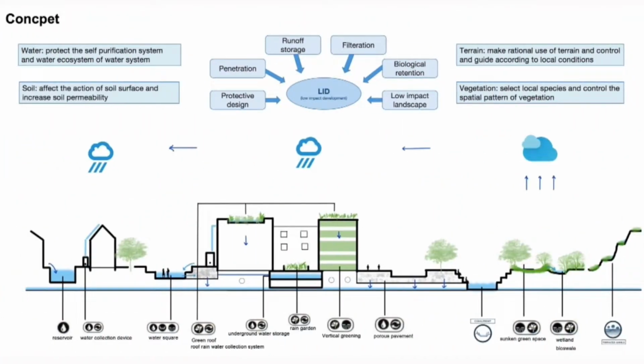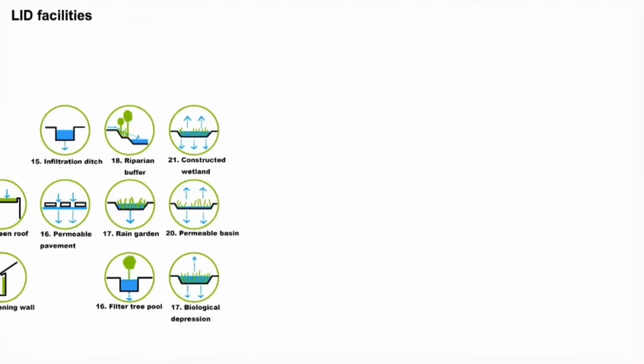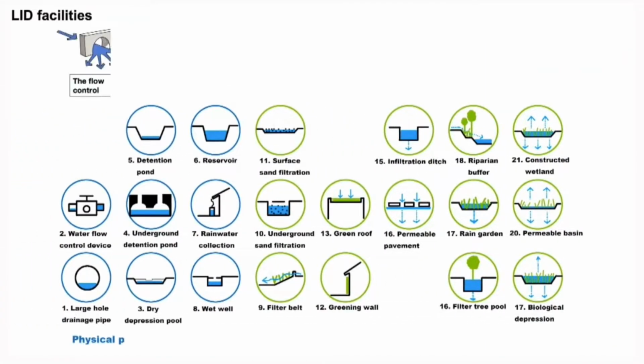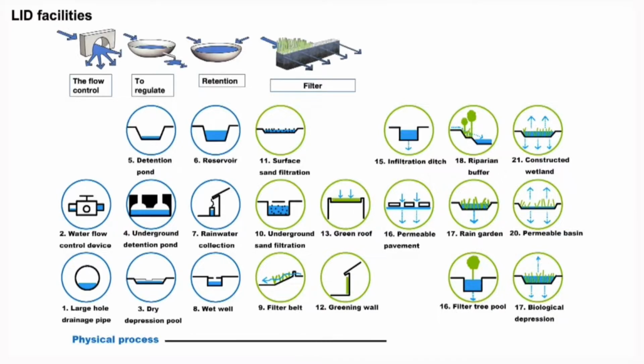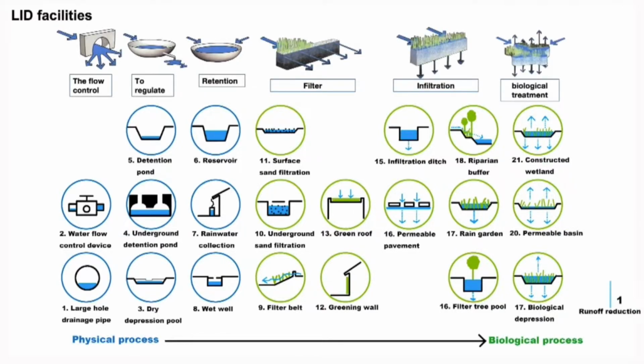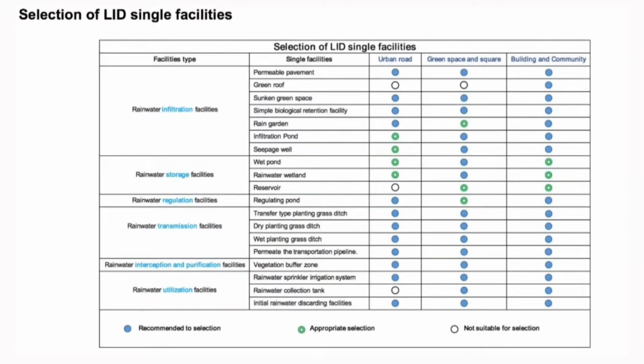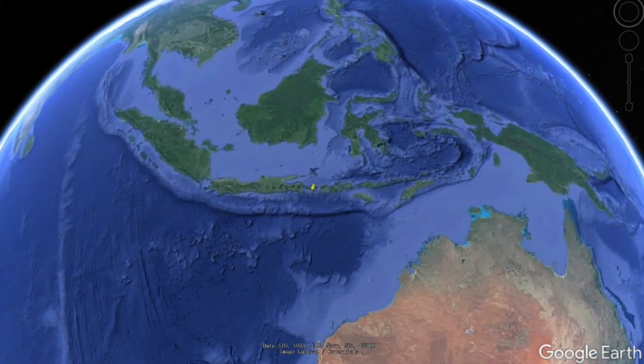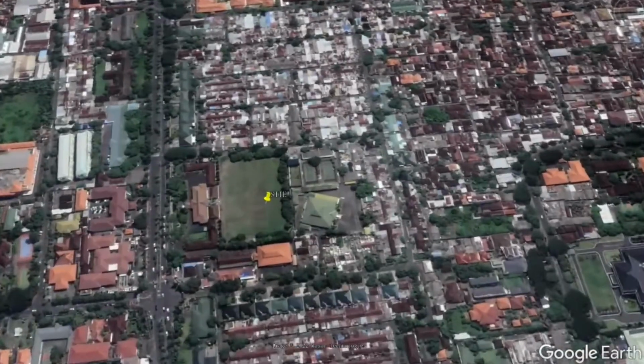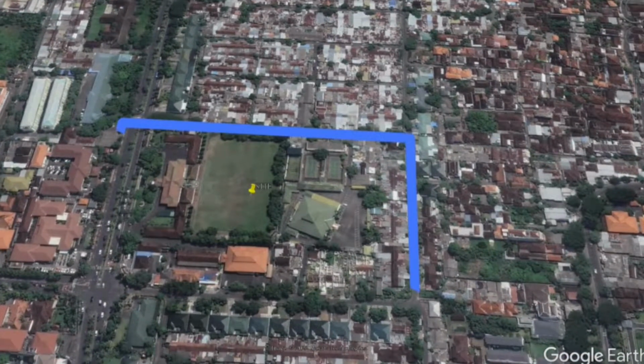The concept of LID is protective design and low-impact landscape to achieve penetration, runoff storage, filtration, and biological retention. LID has many facilities, from physical processes to biological processes. A larger label number will reduce more runoff. Then, we select facilities for urban roads, green space and squares, buildings and communities. After that, we choose a specific study area in Denpasar to use LID facilities.